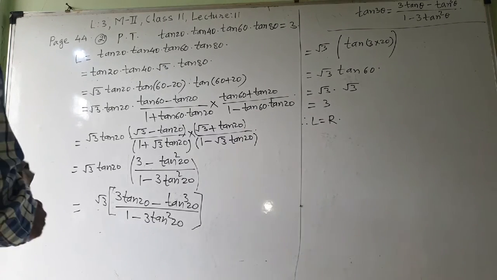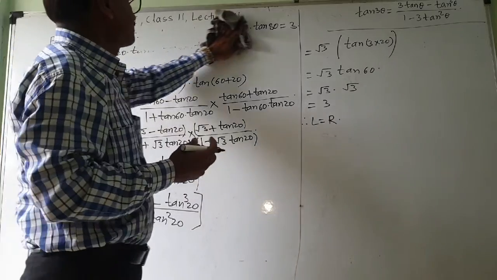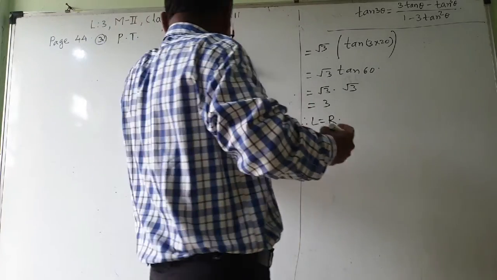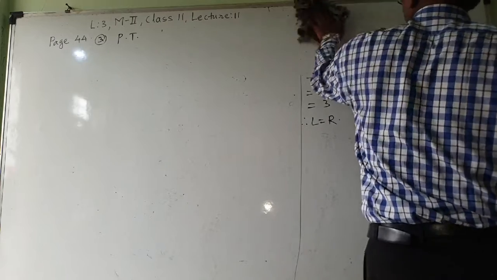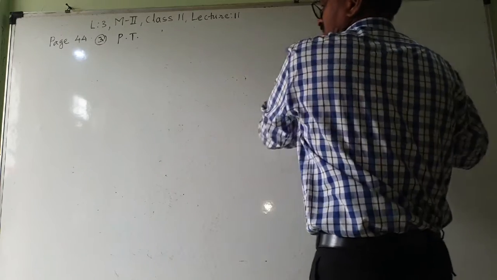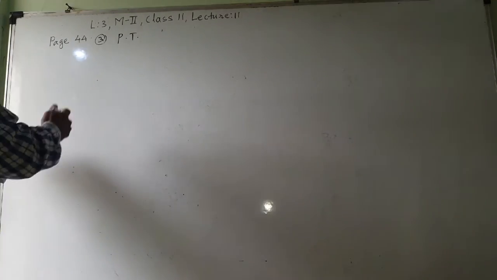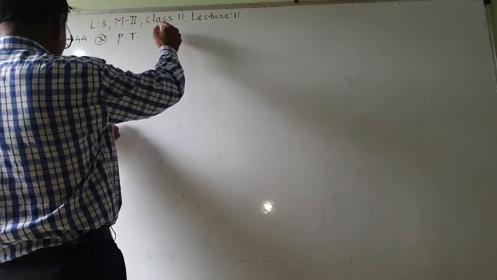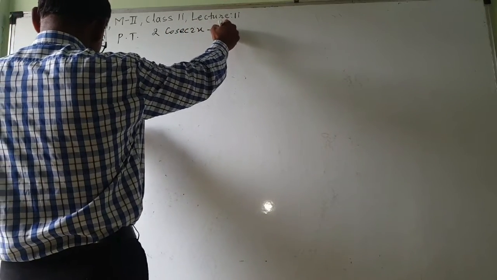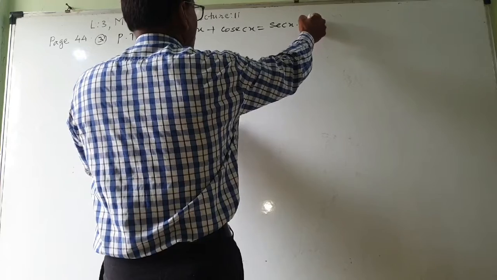So, we'll go for the third example. Once again, prove that 2 cosec 2x plus cosec x is equal to sec x into cot of x by 2.